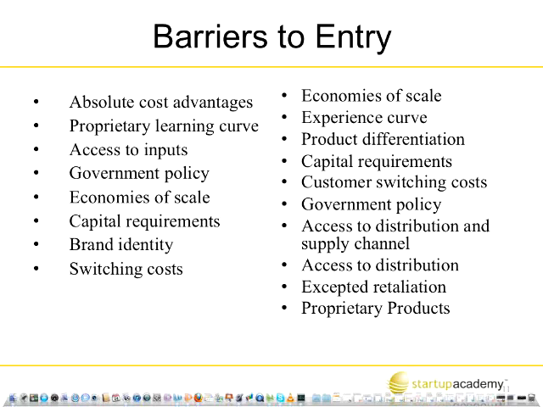Economies of scale. Economies of scale is where the volume of production is inversely related to the cost. So the more you produce, the lower your costs. When you're first starting out, your volume is going to be very low. You're going to have an absolute cost disadvantage, while the competitors are going to have a cost advantage. That's a barrier to entry. Capital requirements. Let's say it's the steel business. It costs quite a bit of money to start a steel plant.